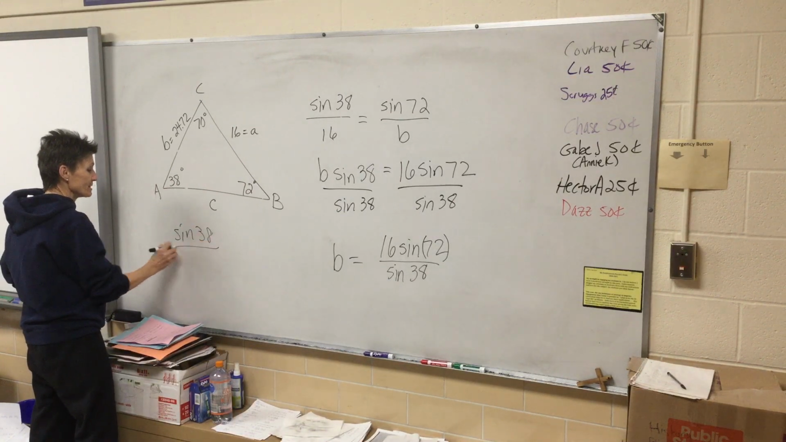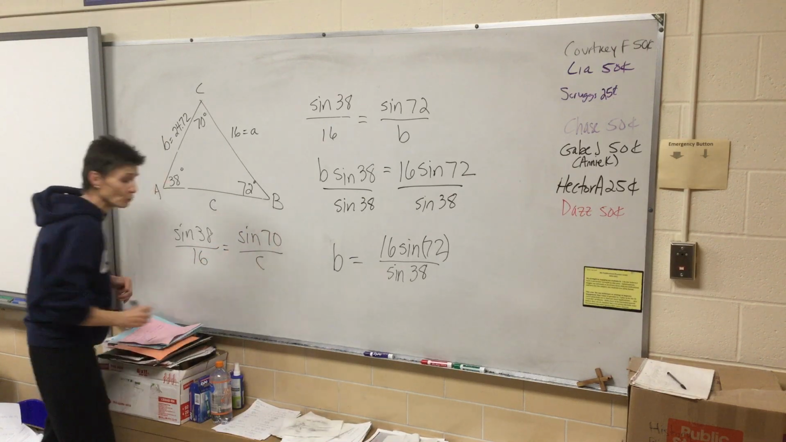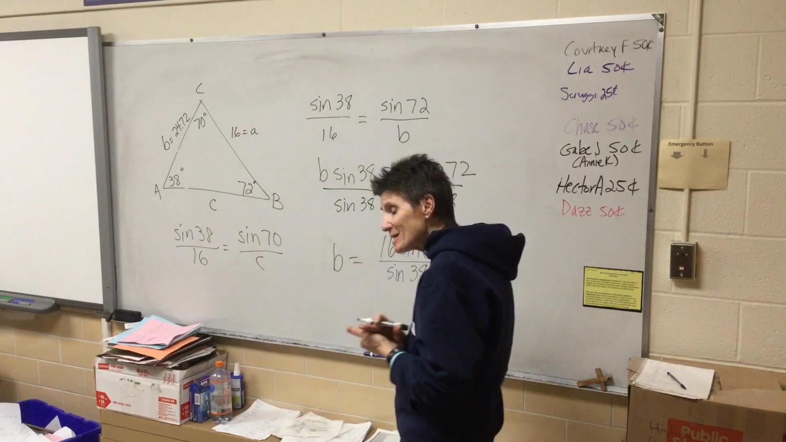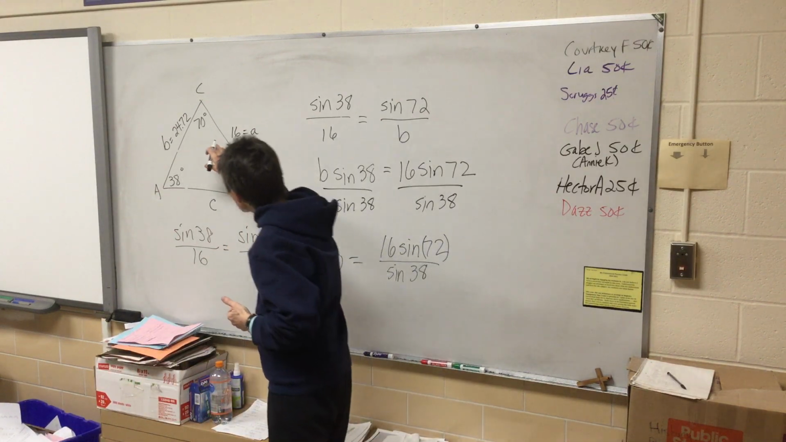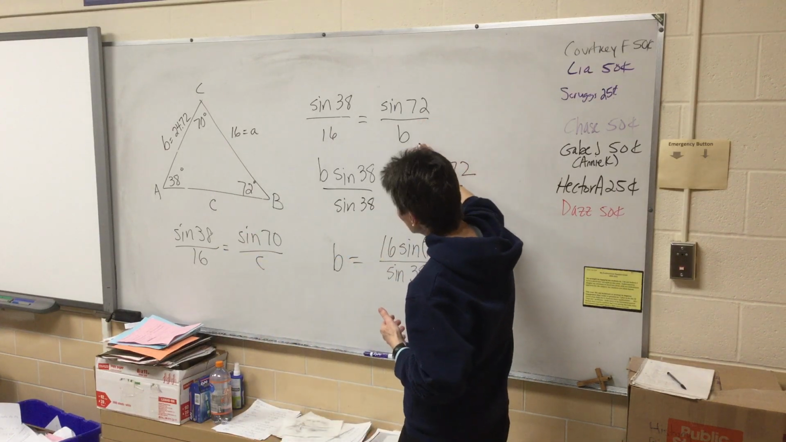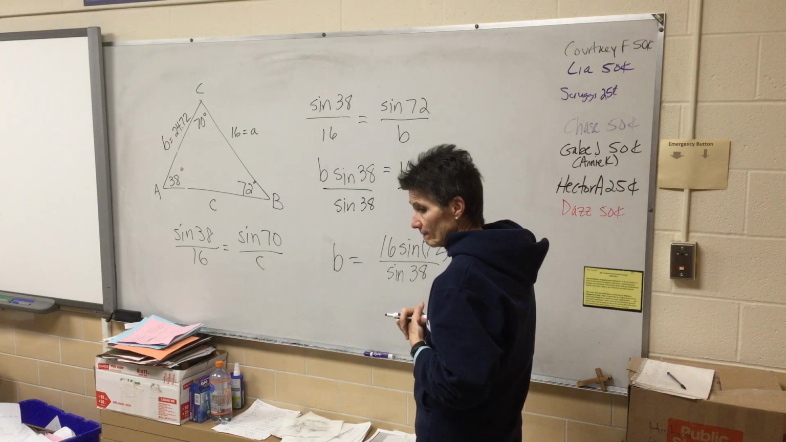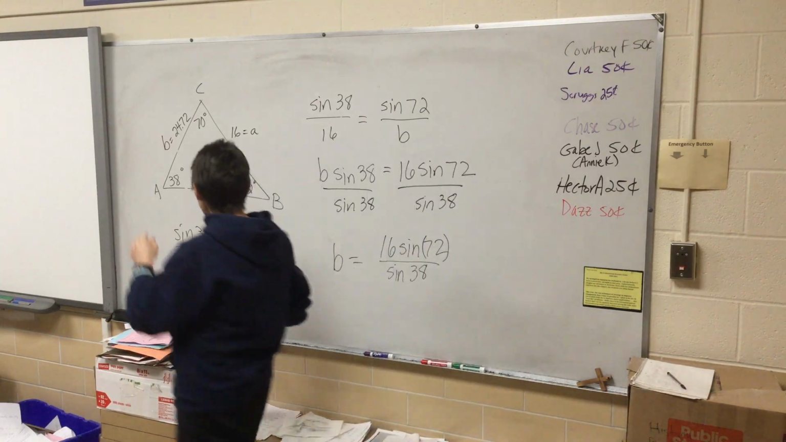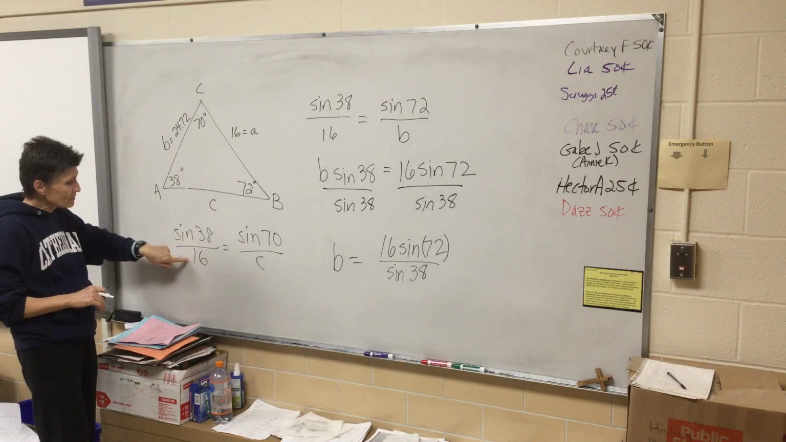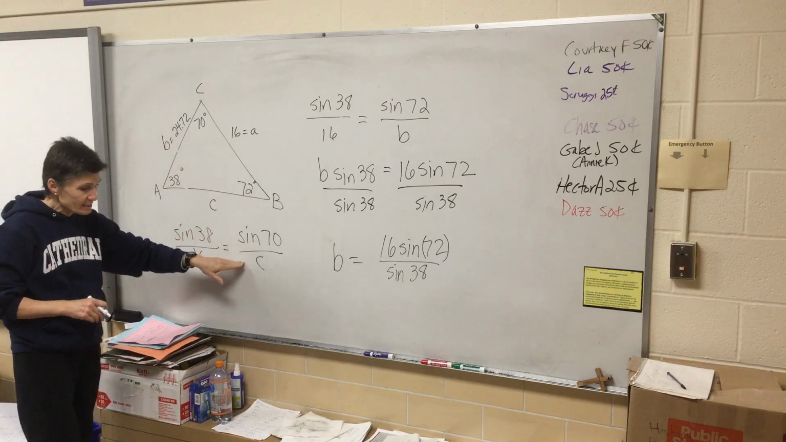Sine 38 over 16 equals sine 70 over C. In other words, I'm doing the same thing all over again, but this time I'm looking for C. So I'm using 70 and C. The first time I used 72 and B. So I'm going back to the pair I knew, 38 and 16. So sine 38 over 16. And then I'm looking for C. So I'll do sine 70 over C.